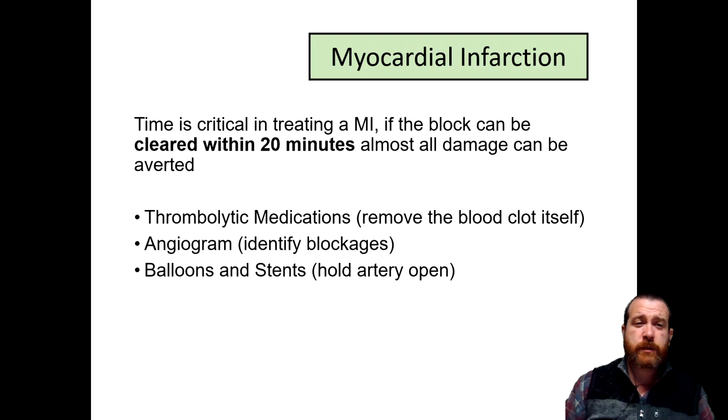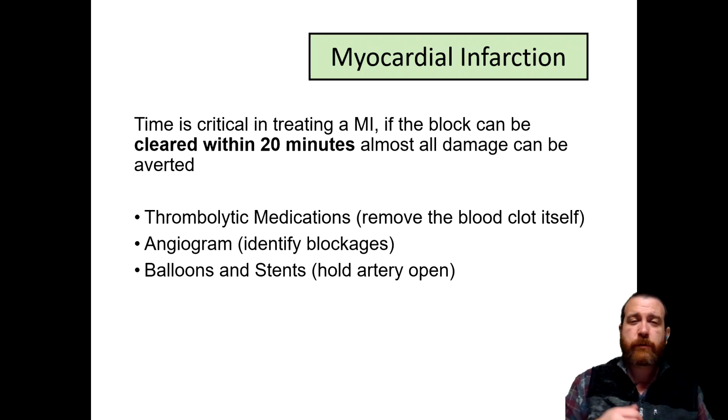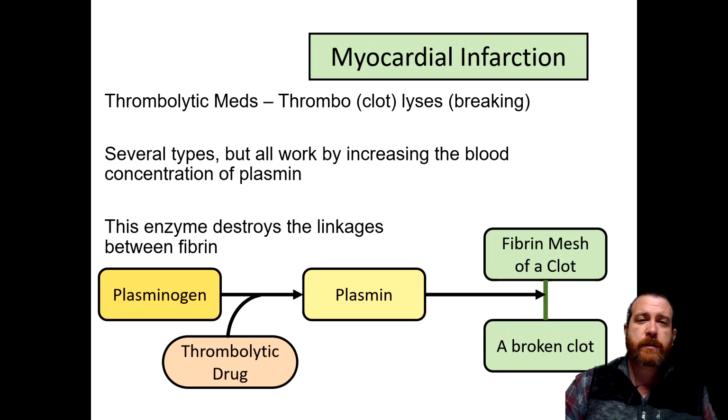How do we deal with this in people that have large occlusions? Well, we're going to give them an angiogram. The angiogram we're going to see here in a moment is going to actually identify where that blockage is, and then we can actually insert a balloon and stent open that vessel. So when we stent open that vessel, it's going to prevent it from actually being occluded and being blocked. This is why we care about thrombolytic medications, right?